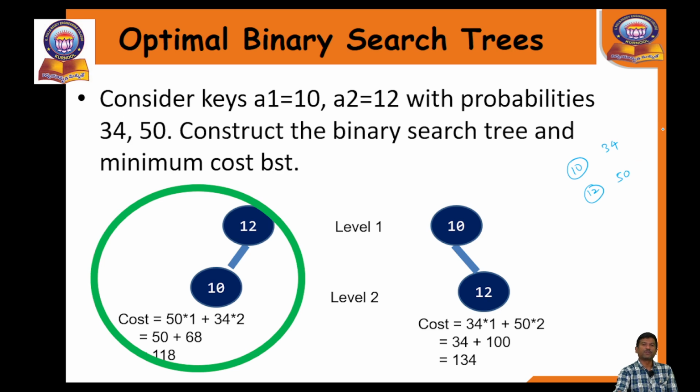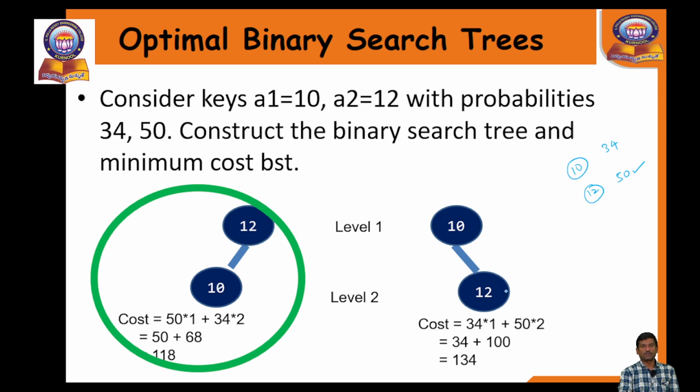And what is the objective of the optimal binary search tree? The most frequently accessed item, whichever has the highest probability, that is 12, should be kept close to the root. That is what the optimal binary search tree indicates. So if you consider the possibilities of arranging these two elements, we can arrange 12 as the root and the left child as 10, or we can arrange the root node as 10 and the right child as 12.